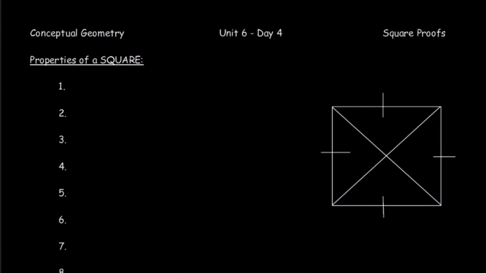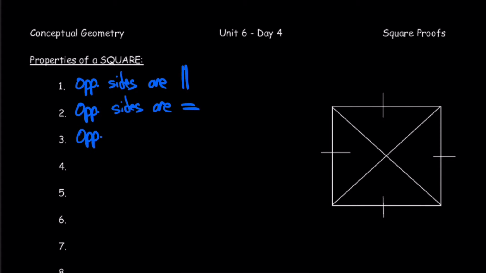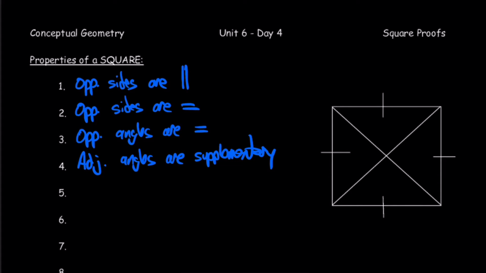Properties of a square. We're going to start by listing the 5 properties of all parallelograms. I'm sure you guys know these by now. Opposite sides are parallel. Opposite sides are equal. Opposite angles are equal. The adjacent or consecutive angles are supplementary, which means they add to 180.